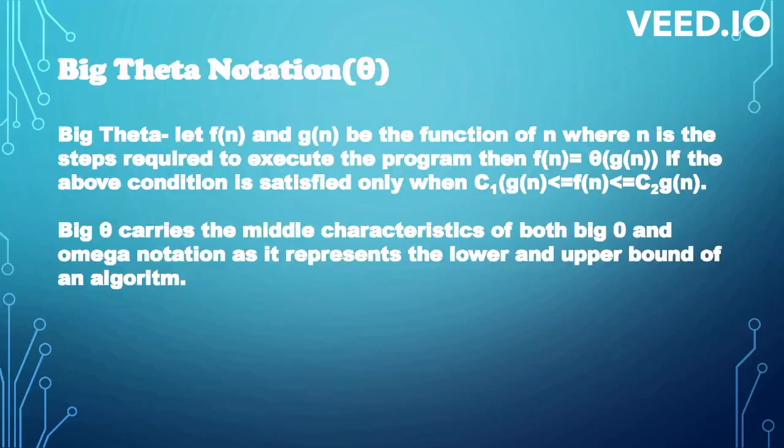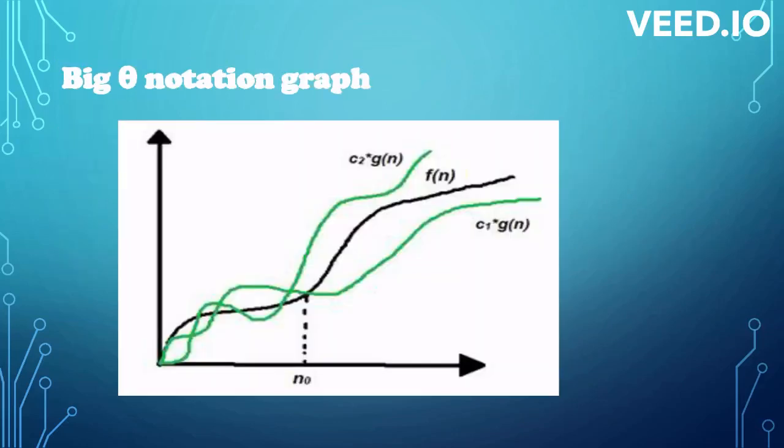Now, big theta notation. Big theta notation is where it calculates the average time taken by an algorithm to complete its runtime performance. That is known as the average bound. It represents the lower bound and upper bound of an algorithm. That is, it has the features of both big O notation and big omega notation. So now you can see the graph where f of n is in the middle, that is the average case.